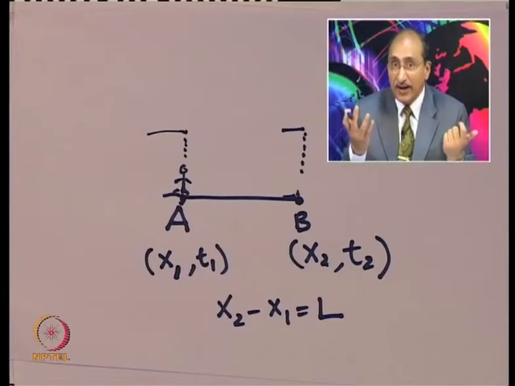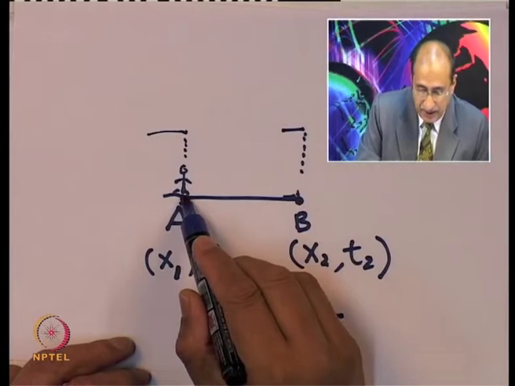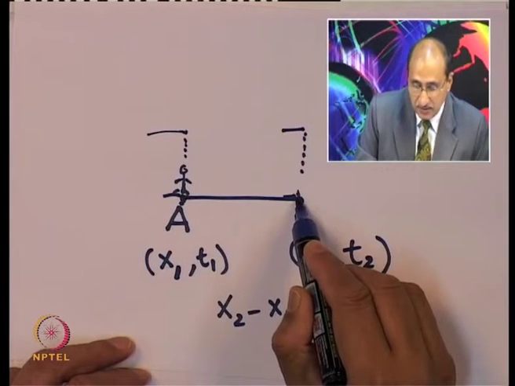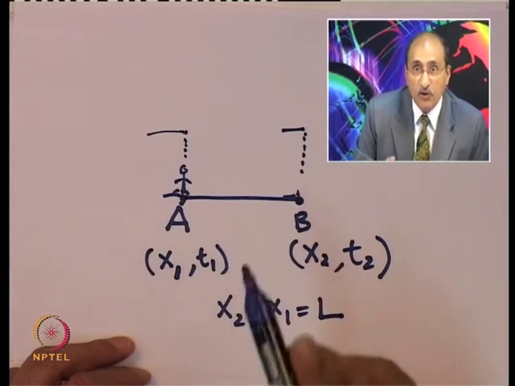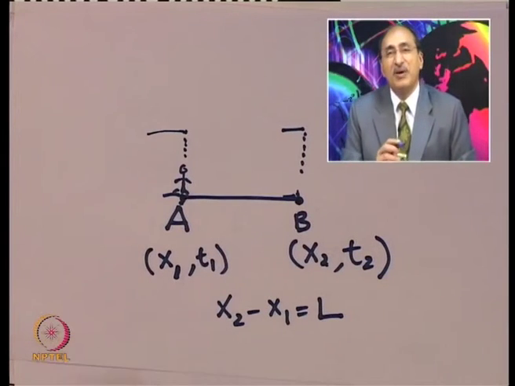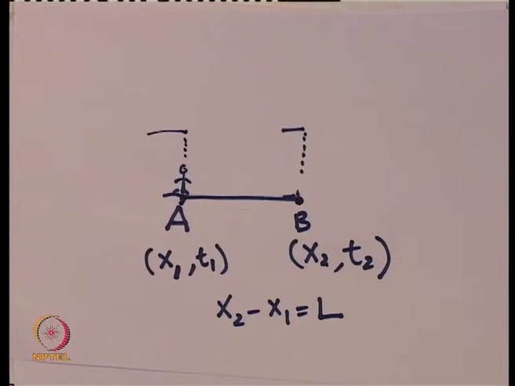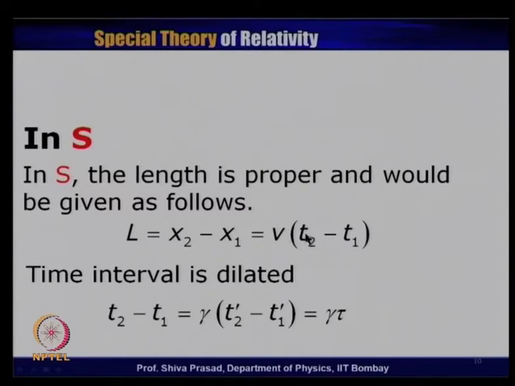If I know the speed of the train and I know how much time the train took to go from here to here, that particular time difference between these two, then the speed multiplied by the time would give me the length of the platform. So, this is what I have written here, that this length would also be given by V multiplied by T2 minus T1, which is the time difference between these two events.